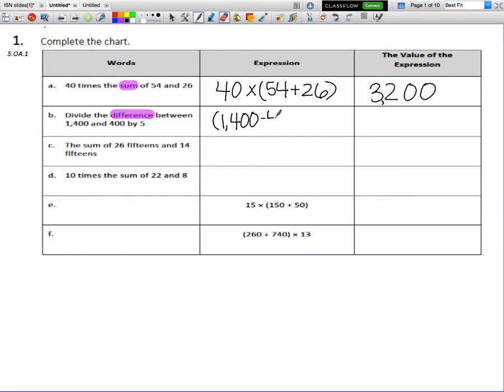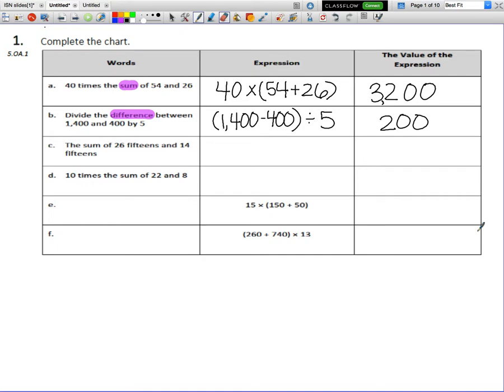1,400 minus 400. Now, this is where a lot of you are going to get confused, because it says divide the difference by 5, not 5 divided by the difference. Listen to the order. It's difference divided by 5. So that's why I have my expression divided by 5. And now we find the value. 1,400 minus 400 is just 1,000. And 1,000 divided by 5 is 200.